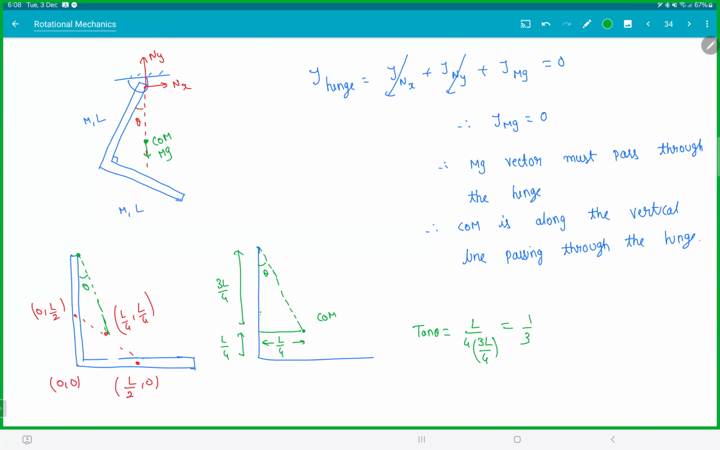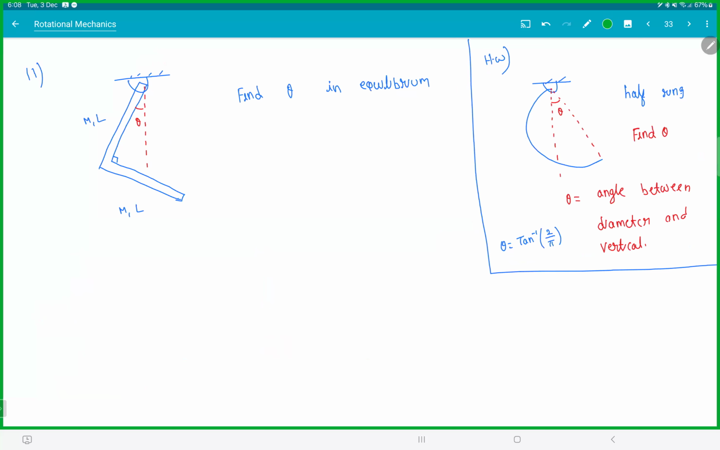The main thing is that because I explained it, it took time, but if it is an exam, you know what happens. The center of mass will be exactly below the point of suspension. So same logic here for this.